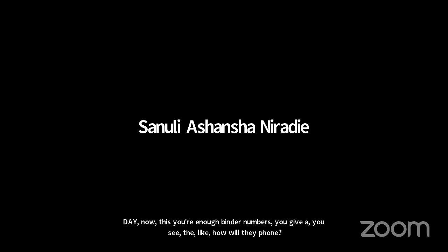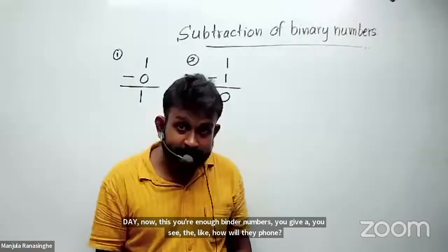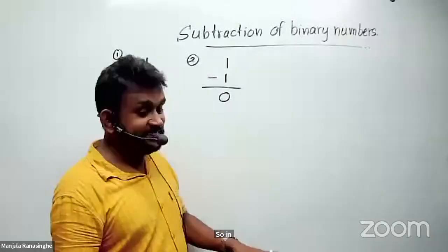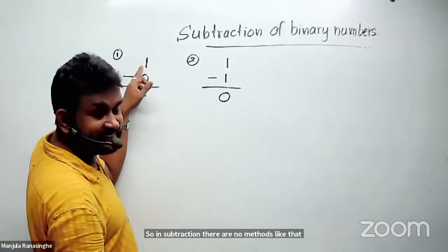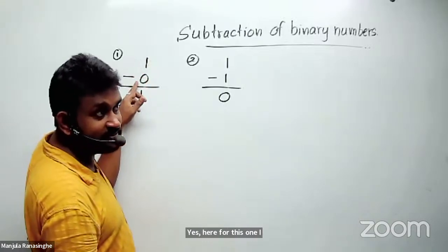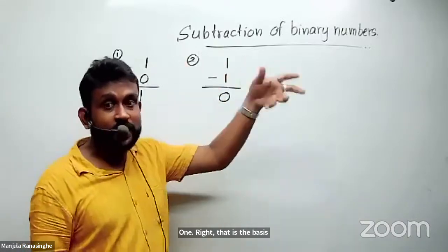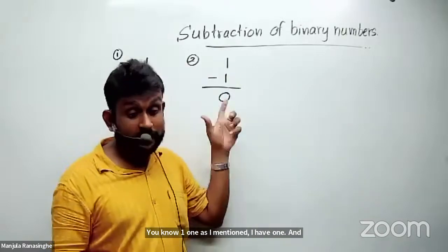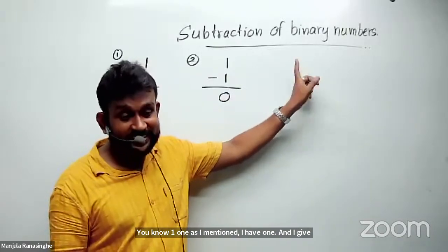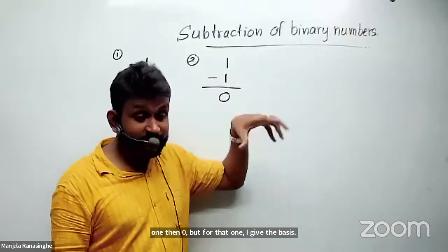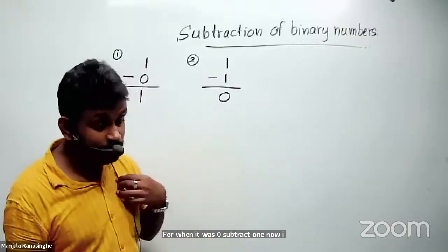Sir, in addition of binary numbers, you gave an easy method, no? Yeah. So in subtraction, there are no methods like that. Here for this one, I think that is easy. 1 subtract 0 means 1. Right. That is the basis. As I mentioned, I have 1 and I gave 1, then 0. But for that one, I give the basis. For whenever 0 subtract 1, now I will tell you the method.